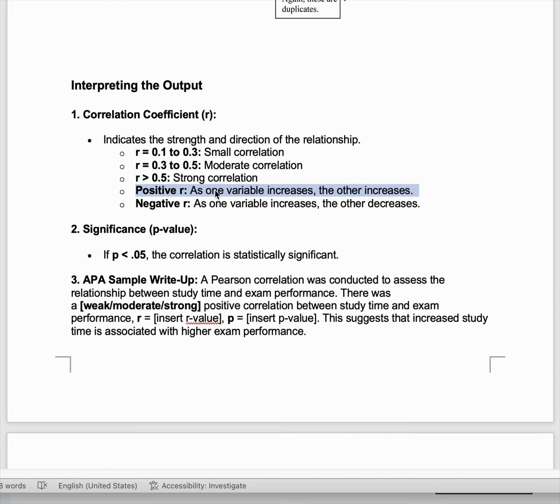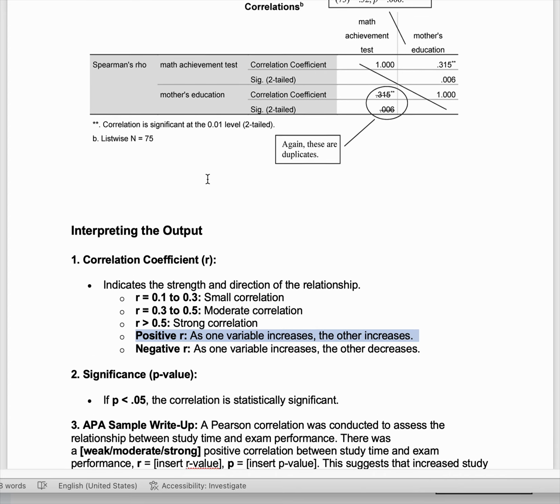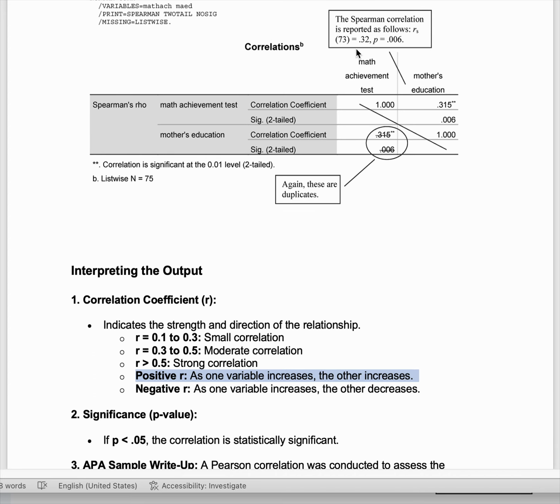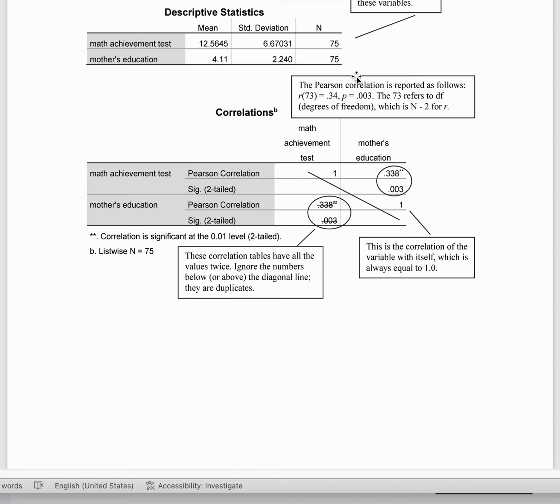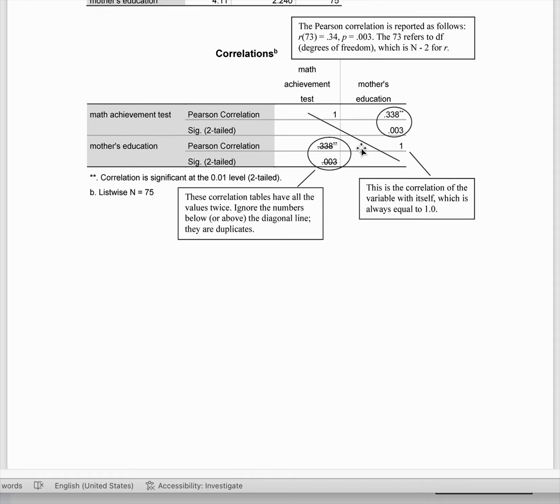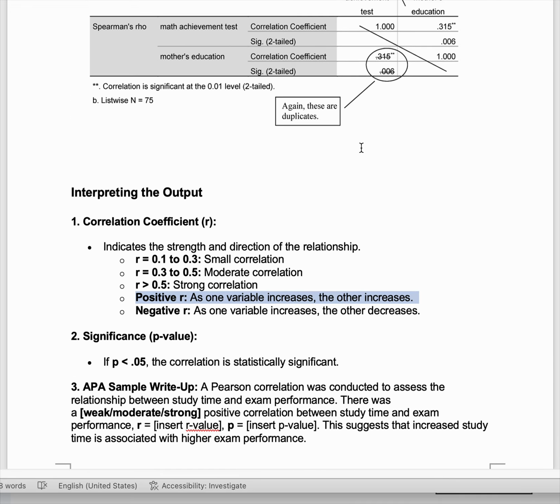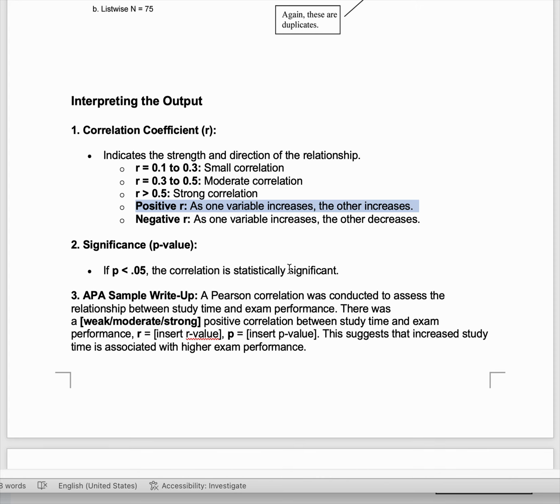And then we have the positive. Because our r value is positive, 0.32 for Spearman or 0.34 for Pearson, that means that as the achievement test goes up, so does mother's education. The more education the mother has, the better the math achievement scores are. And so that's what it's really telling us.